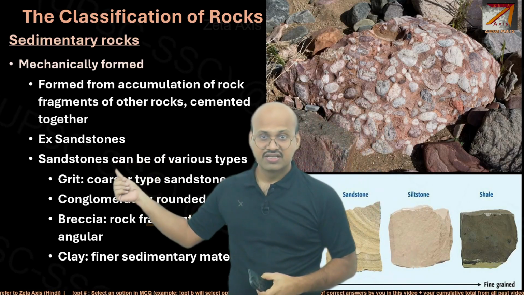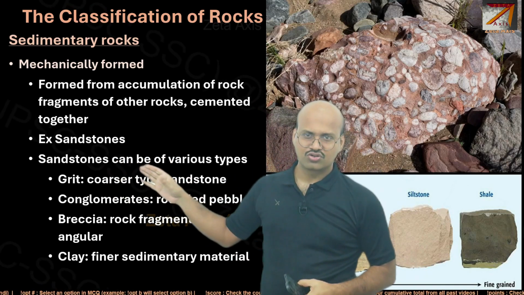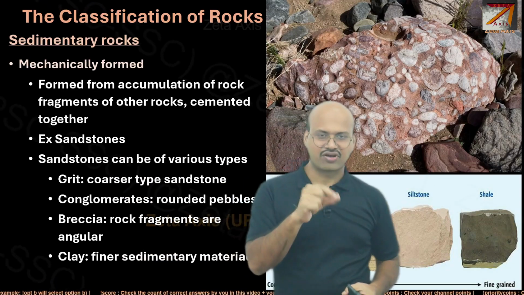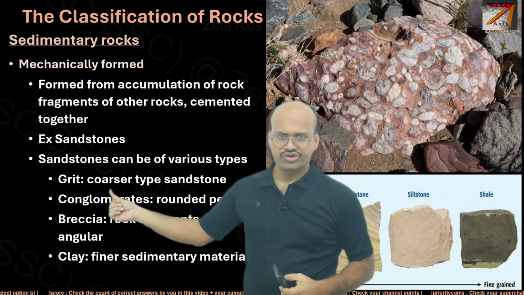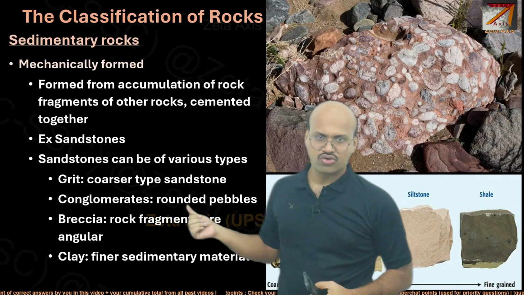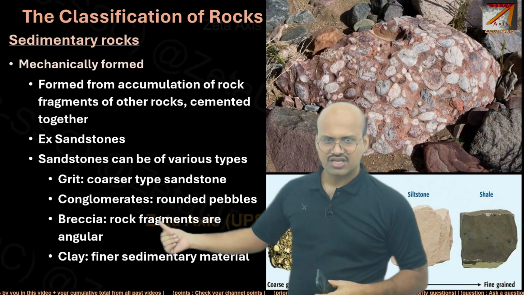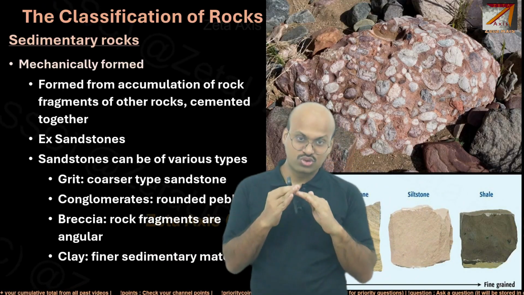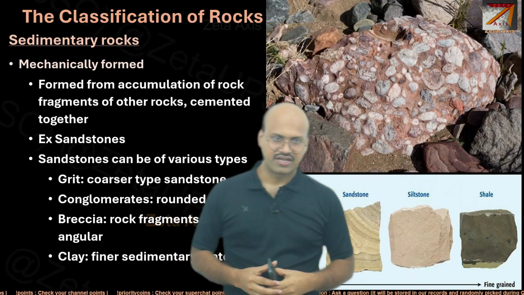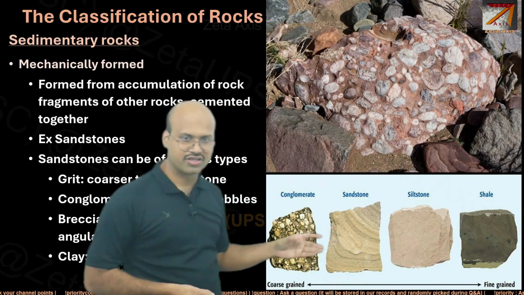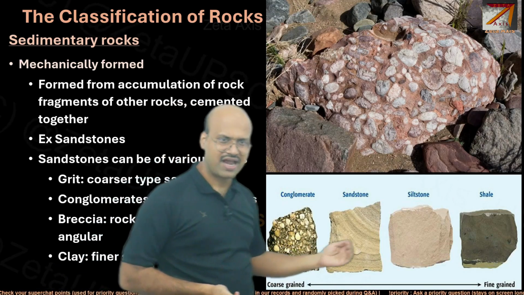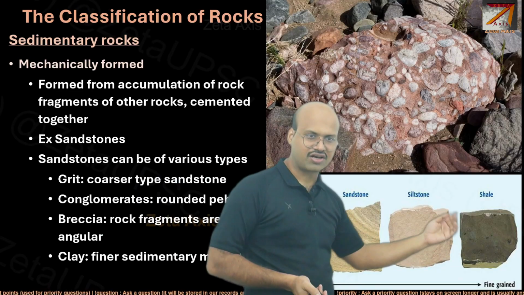Sandstone is an example. Sandstones can be of various types depending on the size of the particles which make them. If it is coarser, then it is called grit. It is a coarser type of sediment. Conglomerates are rounded pebbles. They are something like this. Breccia rock fragments are angular, so they are not smooth and curved. They have these angular regions, and then clay, finer sediment material. Here we can see some different types based on the grain. Coarser sedimentary rocks are on this side, and fine grained sedimentary rocks are on this side.